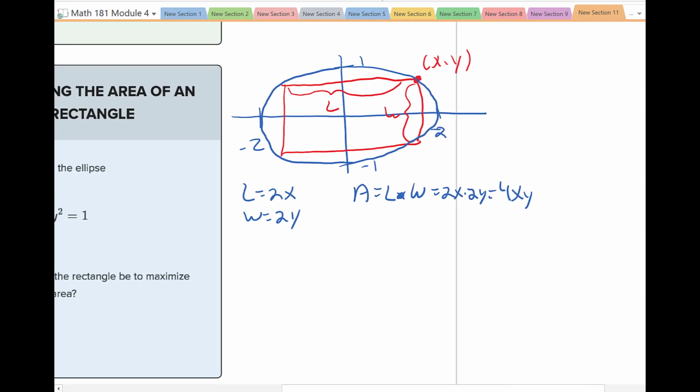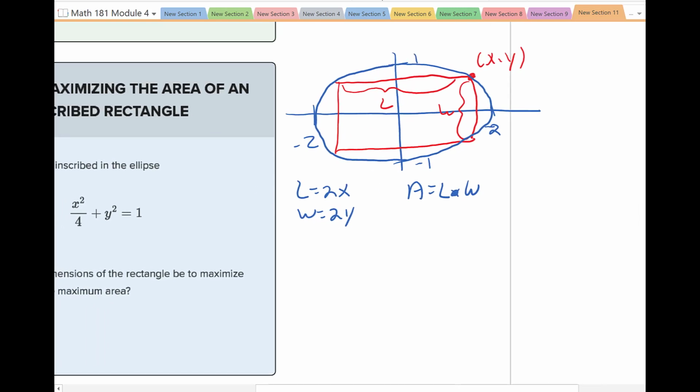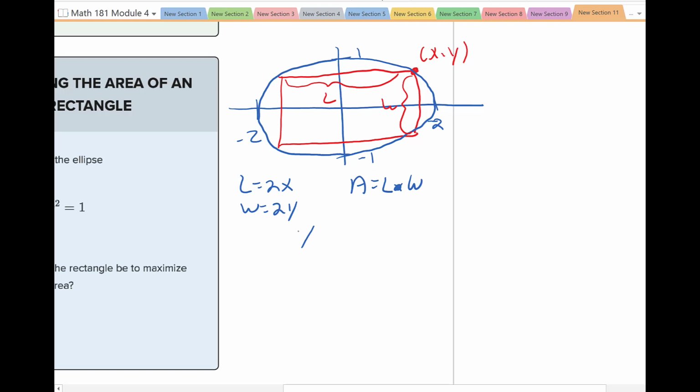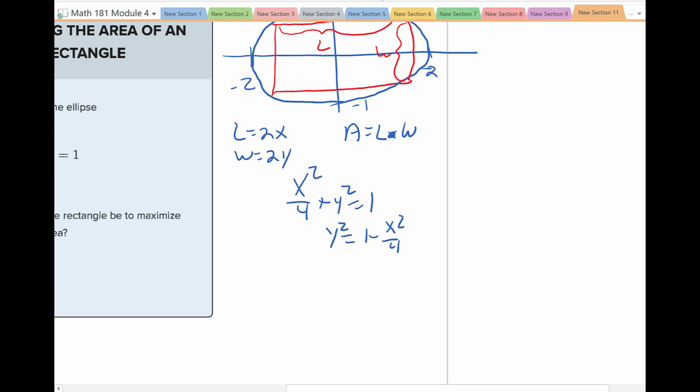But maybe I should pause there for a second before I do that. Let me do this. We know that we have the equation x squared over 4 plus y squared equals 1. So y squared equals 1 minus x squared over 4. So y would equal the square root of 1 minus x squared over 4.